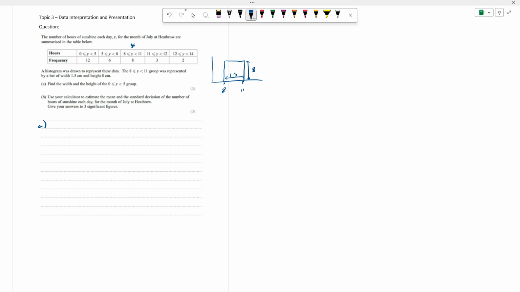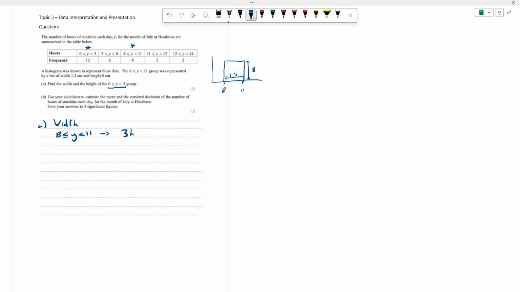Okay, so calculate the width and height of the 0 to 5. That's this first one. Now the width is the easy one, so we're going to deal with the widths first. If I look at the 8 to 11 one, this one, if I look at it, the class width is 3.